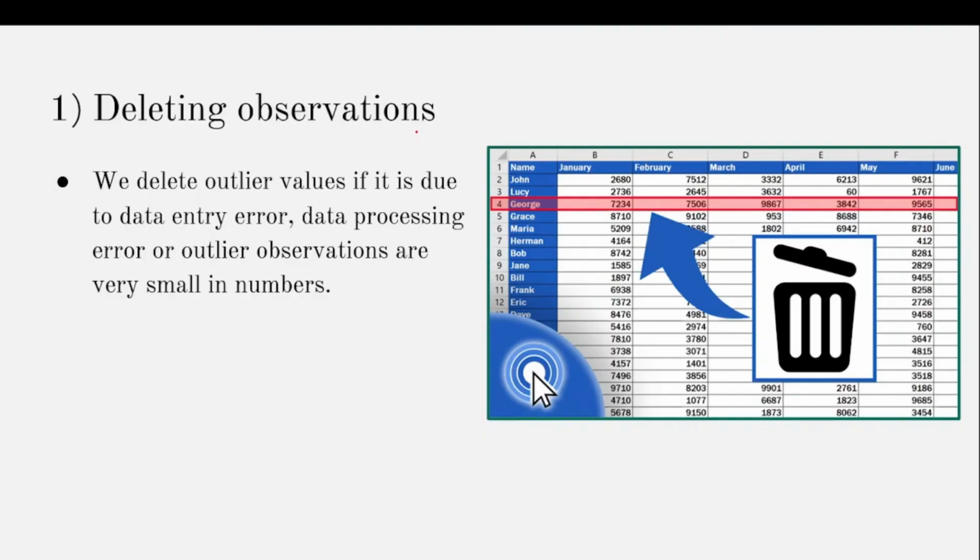Firstly, if outliers are present in our data distribution, we can straight away delete those observations or those respective rows. We delete the outlier values if they are present because of some error like data entry or data processing, and only when the outliers are present in a very small number. That is important. We go for deleting the observation only when we have a very small number of outliers. Deleting the outliers when they are present in a large quantity will lead to loss of data. In that case, we prefer other methods.